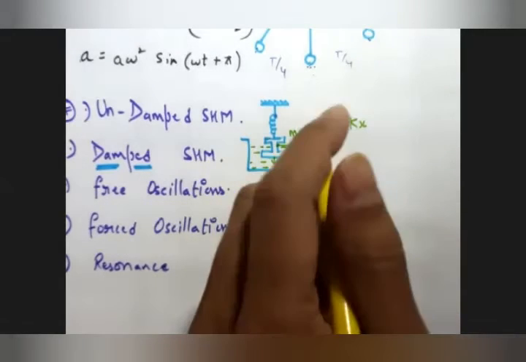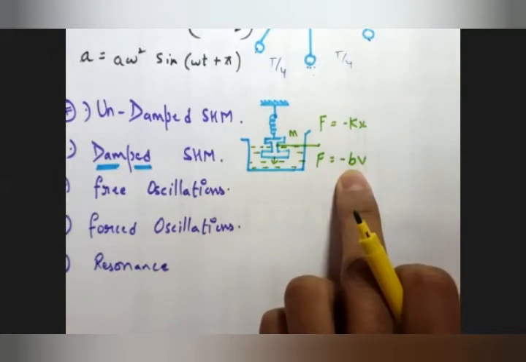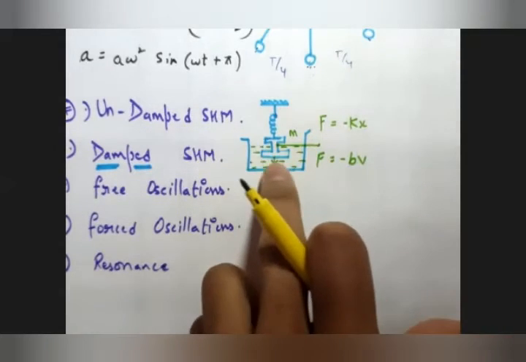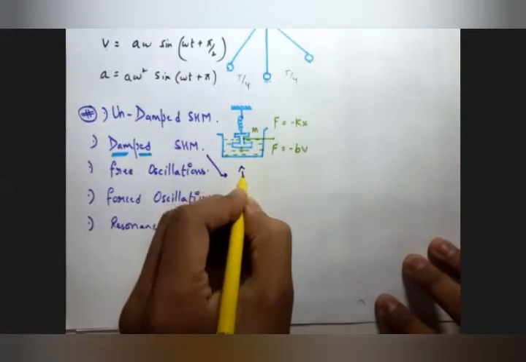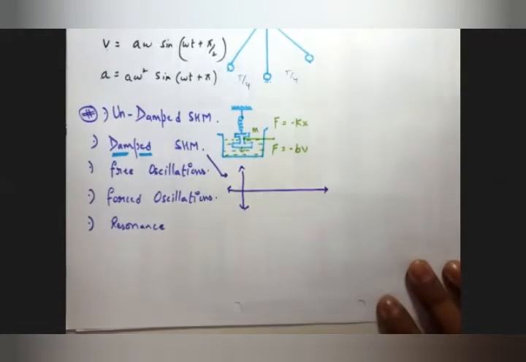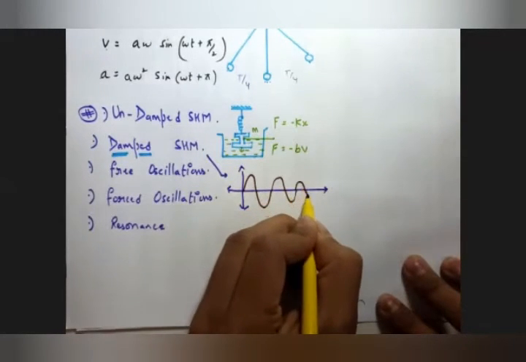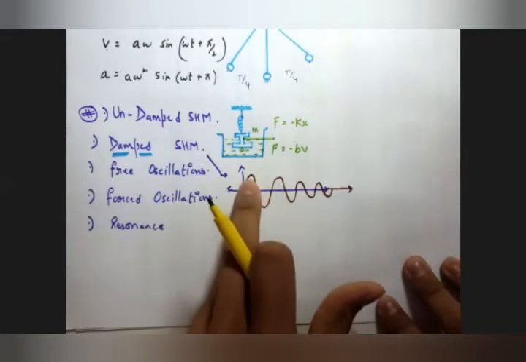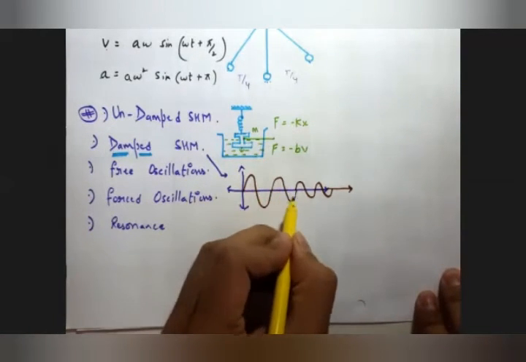The viscous force can be written as F equals minus bv, where b is the damping constant and v is the velocity, and this force opposes the motion of the object and produces a damped oscillation. Zooming out, the amplitude in the damped oscillation decreases with each oscillation and it won't last for a long period of time, whereas undamped SHM keeps the amplitude constant for n number of oscillations. So in damped SHM, the amplitude gets decreased.